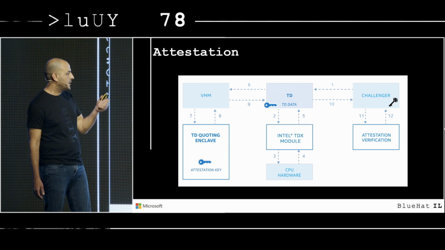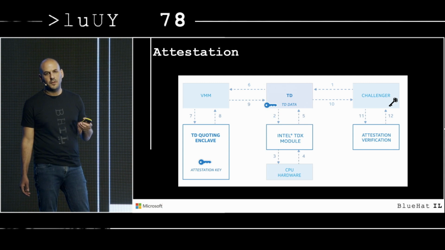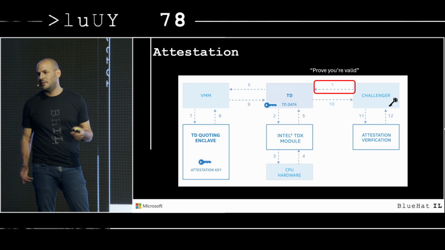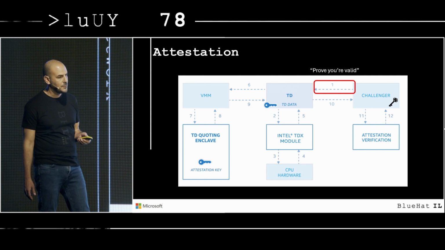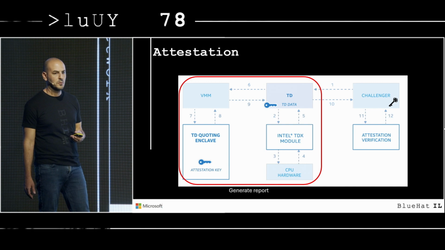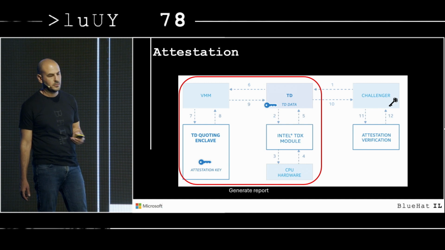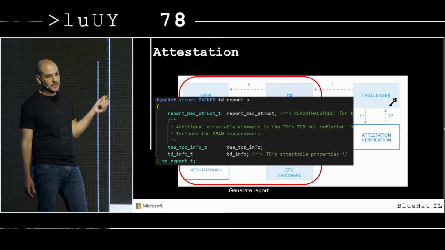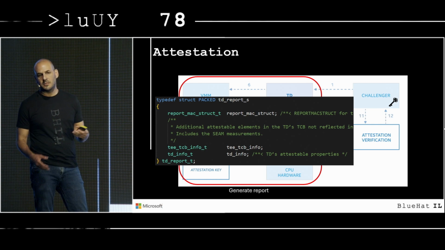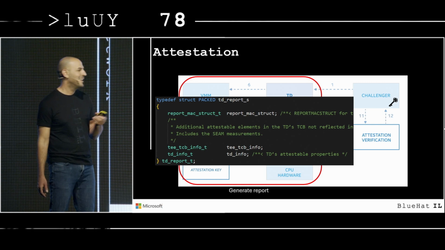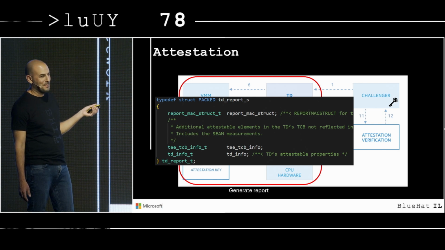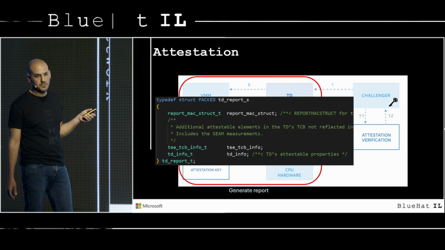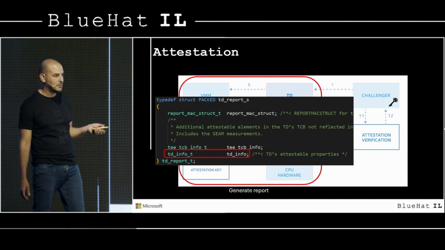The basic flow is this. The customer asks the TD, please prove that you are a valid TD, so I know this is a confidential VM. Now the TD goes to work to generate a report. It does it with the platform. So we have this struct, which is the TD report. It contains, obviously, the signature. It contains the platform measurements, as well as the TD measurements itself, which is the TD info struct.